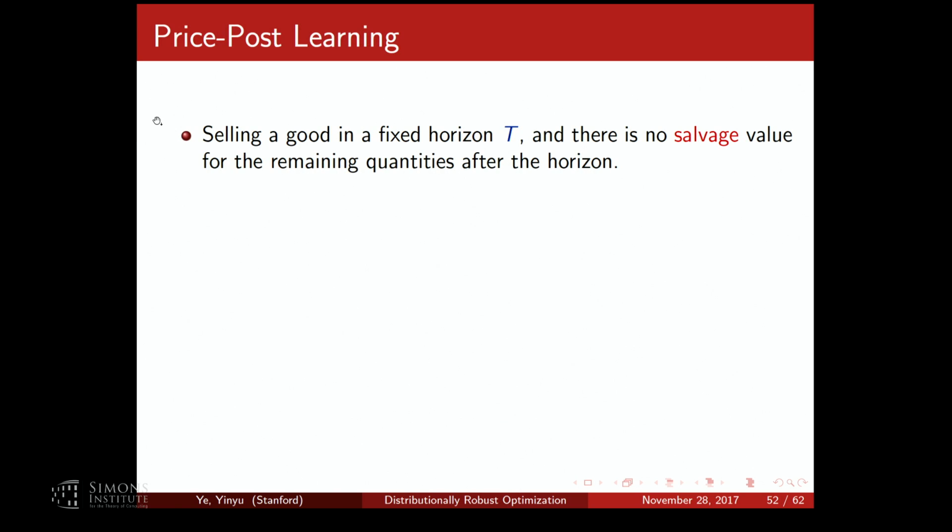We're also working on so-called price posting learning. The model I talked about is the bid price: the customer bids a certain price, and the seller decides to sell or not to sell. But in most real cases, the seller decides the price, and then watches whether the consumer buys or not. In those cases, can you still do something?